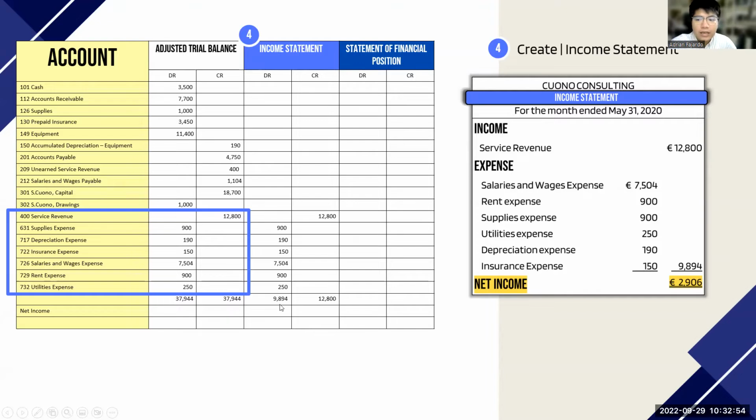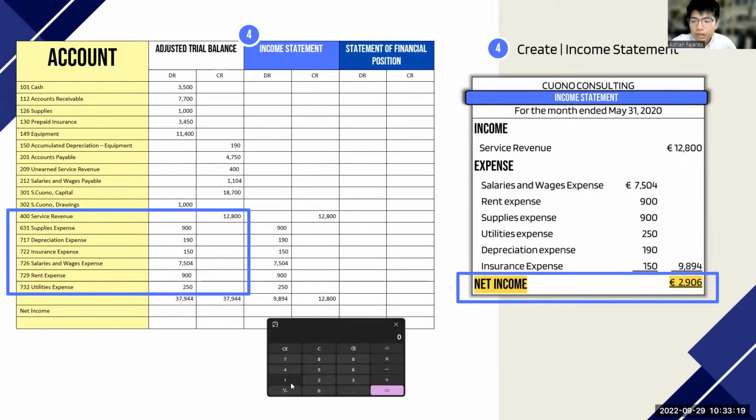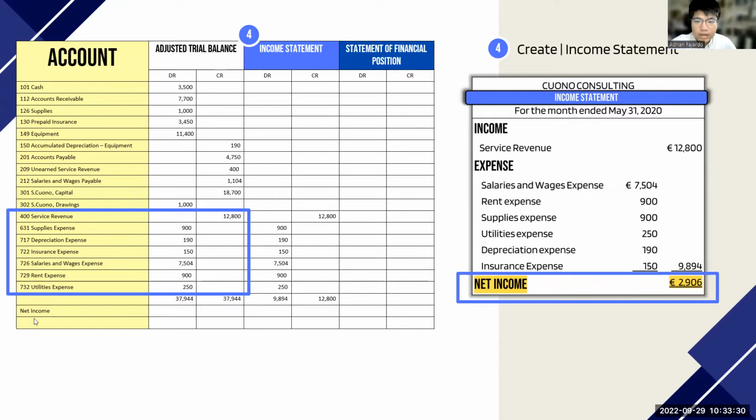Now, you'll be wondering, okay, there's a problem. If we use these accounts, it doesn't balance. From the analysis, we can see that our debit side has a missing account, right, of net income of 2,906, right? So if we were to subtract 12,800 minus 9,894, you will have 2,906, right? So we just reflect the net income here.